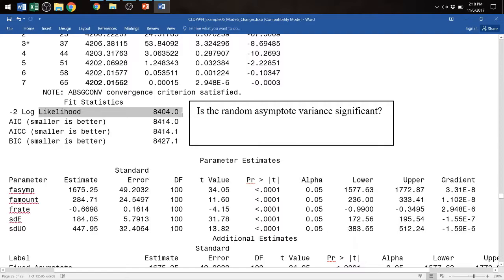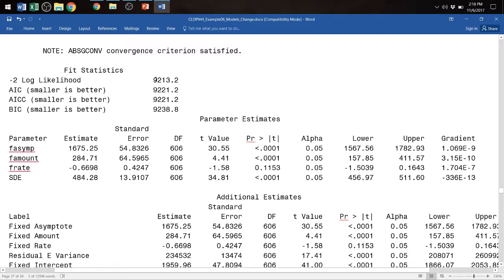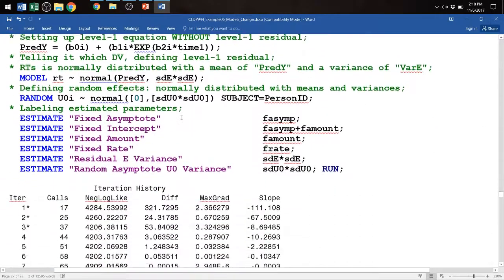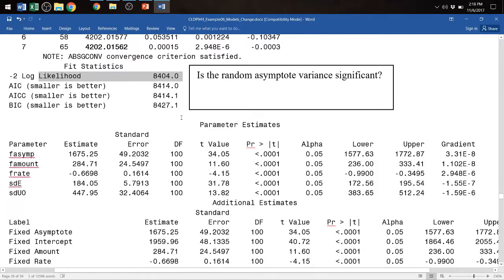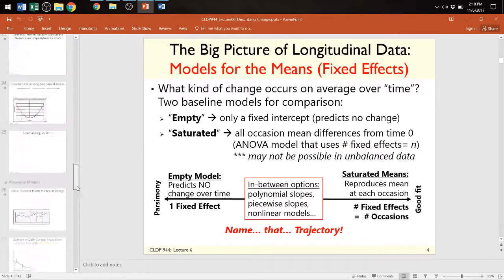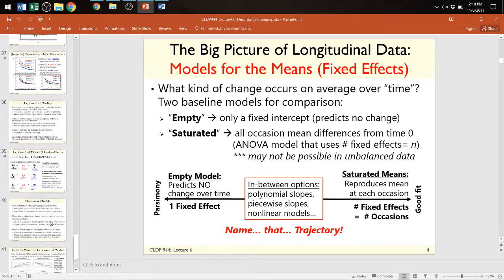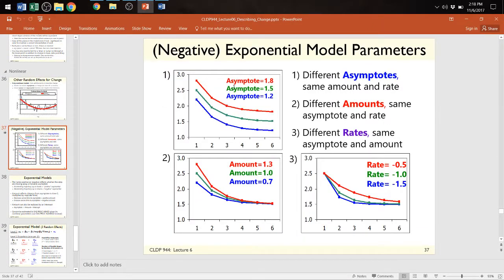I have 8404 as my -2 log likelihood relative to 9,000 and something. Yeah, that's significant. We get to keep my random asymptote. So then at this point, the model would look like this top one, parallel bendy curves. Everybody gets a different asymptote, but right now the amount and the rates are the same.